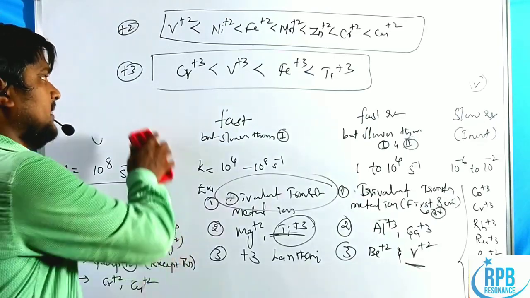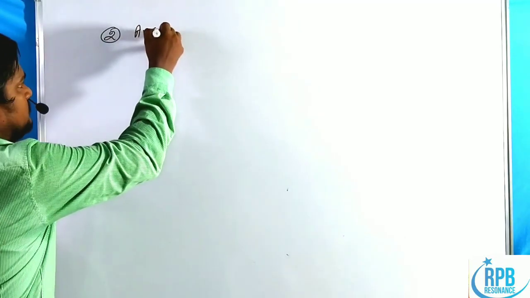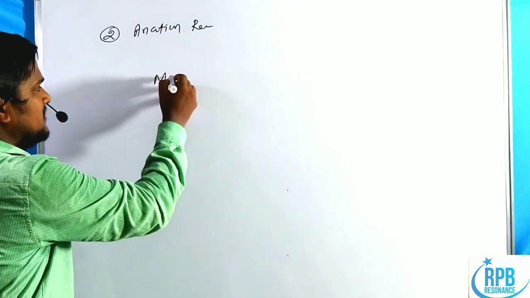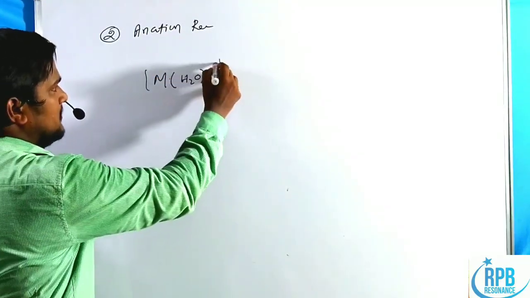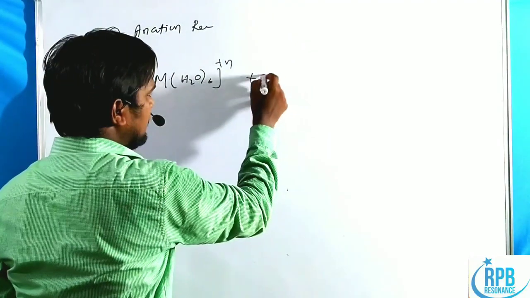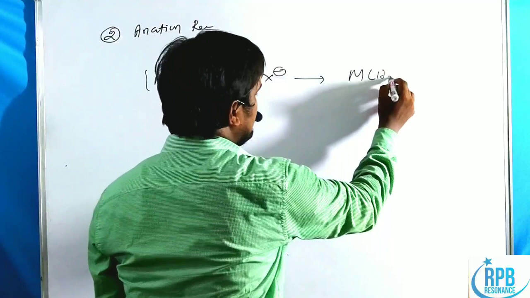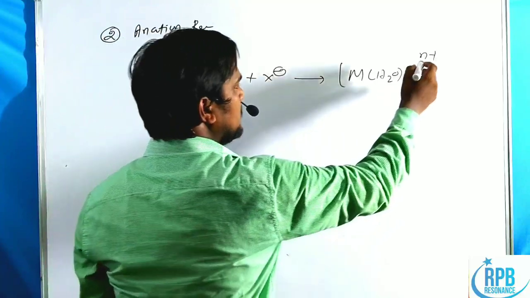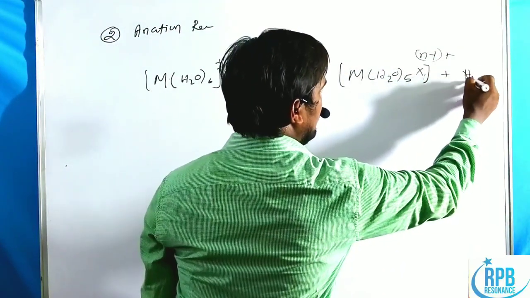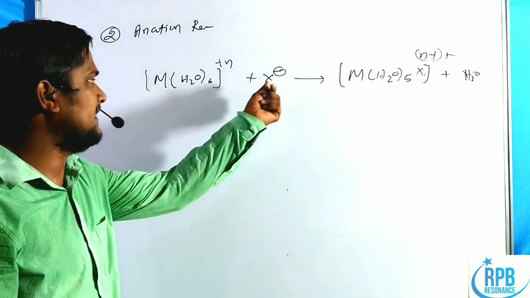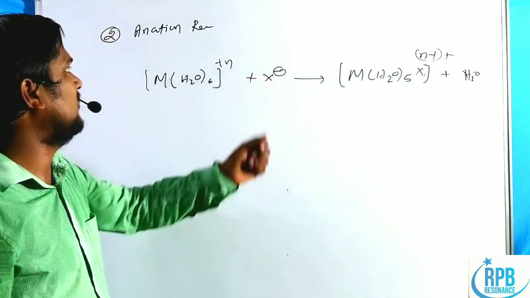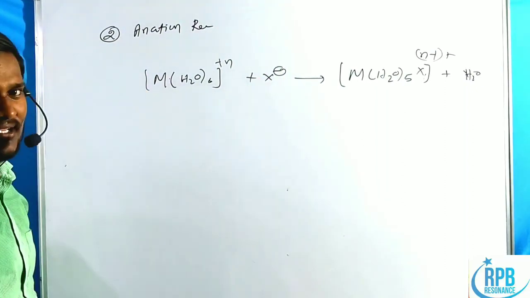Now we'll go through the remaining reactions. The second reaction is the anation reaction. Simply, when an anion replaces the water ligand, it is called the anation reaction. Here the metal has six water molecules and a positive charge. Any anionic ligand replaces one of the water molecules. Now the anion is entering the complex, so the charge becomes n minus 1 plus. Water, a neutral molecule, is eliminated. So whenever an anion replaces one of the water molecules in an octahedral coordination site, it is called an anation reaction.